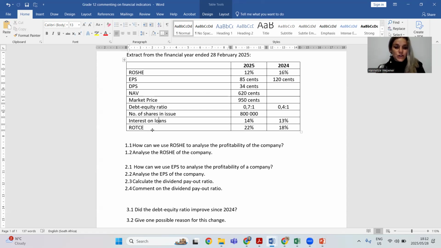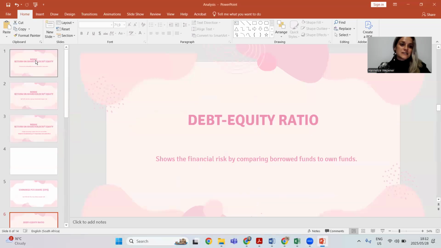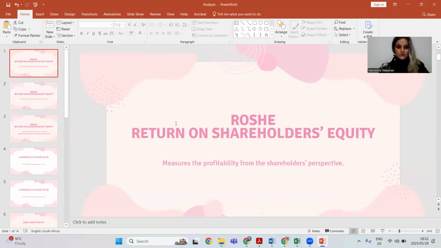How can the return on shareholders' equity be used to analyze the profitability of a company? So that's a new way of asking it because usually it's just comment on the return on shareholders' equity. Now the question is, how can we use this to analyze our profitability? And that means that we need to first understand what the return on shareholders' equity is. So I have the slides that I had for the video where I actually discussed each one of these ratios in a bit more detail.